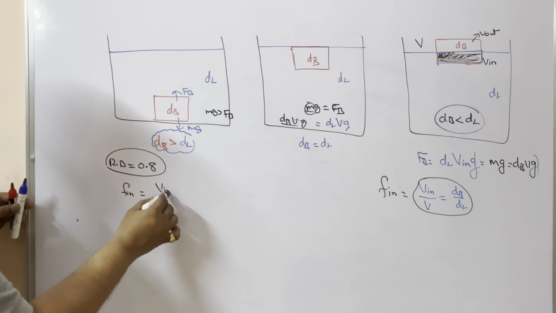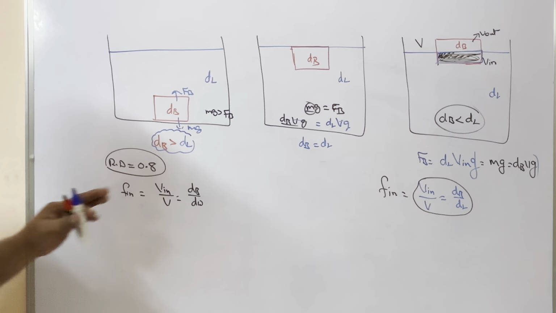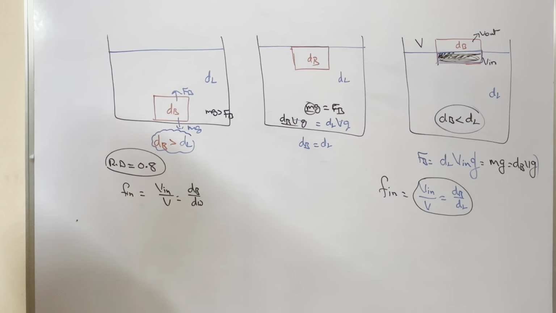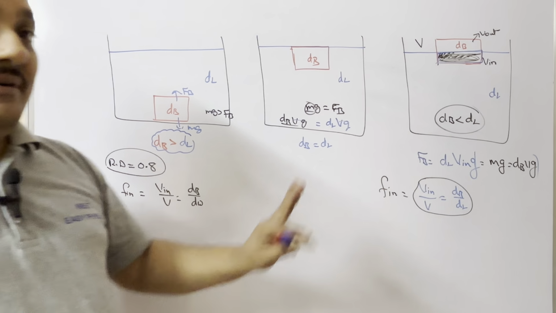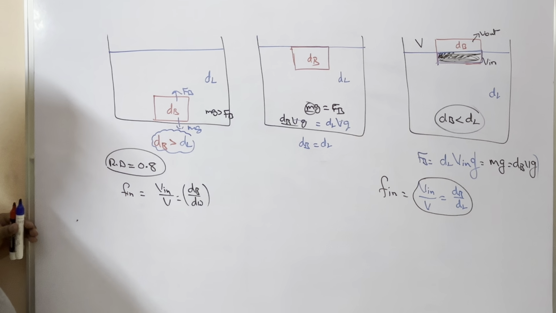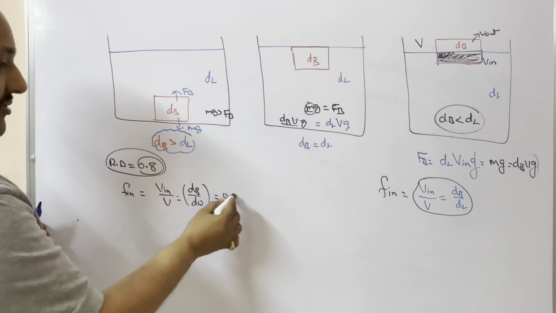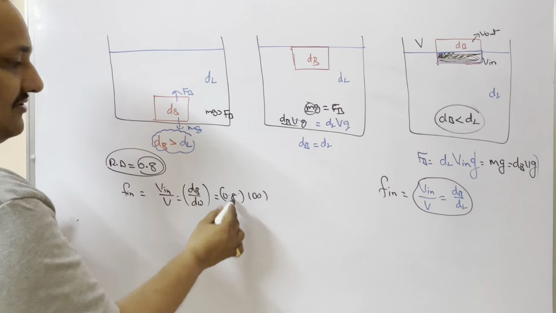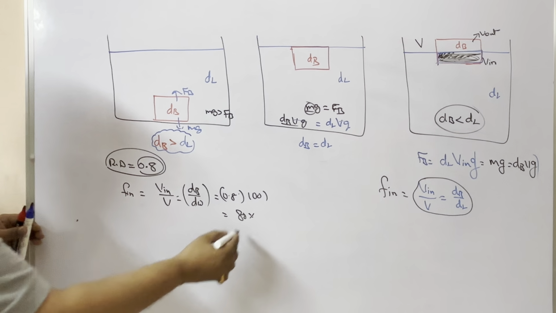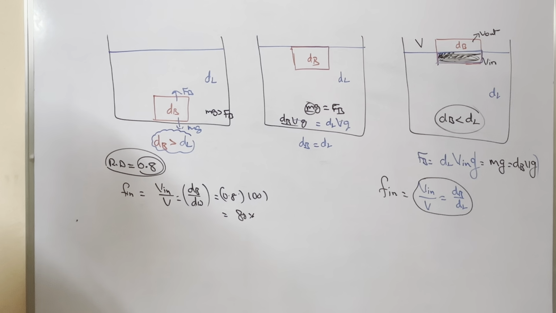Whenever they are asking for a percentage, V in by V is equal to dB by dW, because the liquid is water. So water is a liquid, but every liquid may not be water. You should remember that. Here they mention the object is placed inside the water. The relative density of that object they give: density of body by density of water. So how much do they give? 0.8. 0.8 into 100, so 80% is going to be inside, the percentage of volume inside. So simply, relative density is equal to the fraction of volume inside.